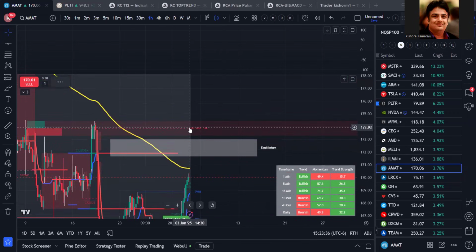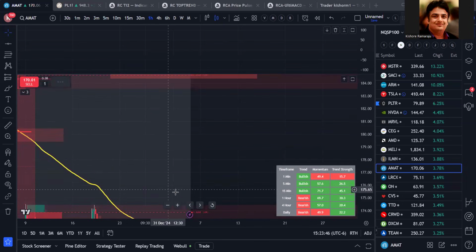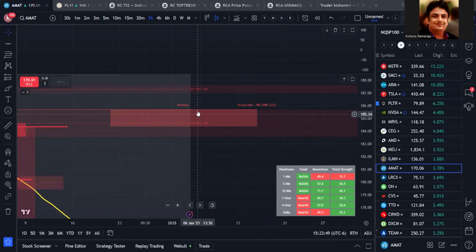First, this is our first target. Then there might be a break, there might be a small drop, and next time it will go up all the way to 180, and then there might be a drop, and again finally it will go to 186 or 187.